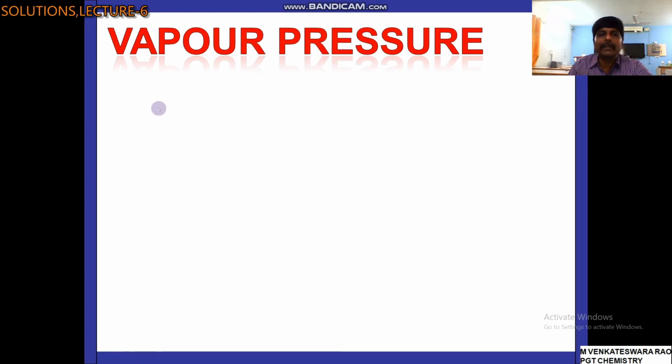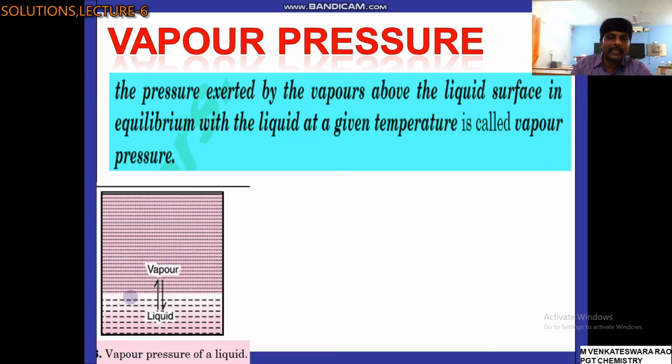So what is the next topic? Vapor pressure. In vapor pressure, this equilibrium is needed, the equilibrium between vapor and liquid. So you will see what is meant by vapor pressure. The pressure exerted by the vapor. Because of these vapor molecules, this liquid surface will experience some pressure because the liquid is covered with these vapor molecules. These vapor molecules exert some pressure on this liquid. So this is called vapor pressure.